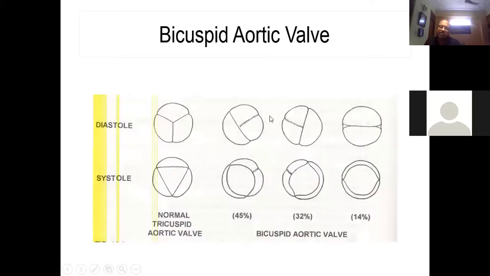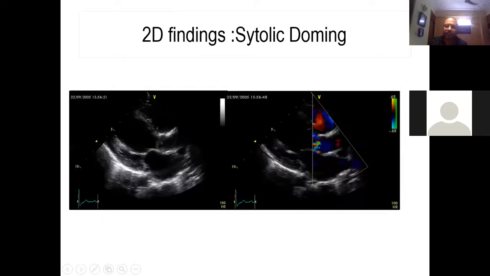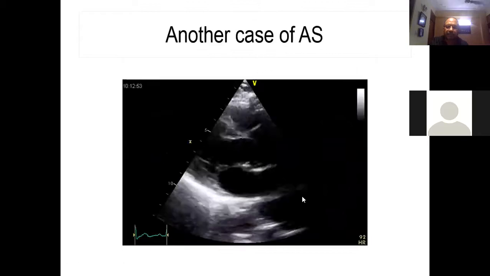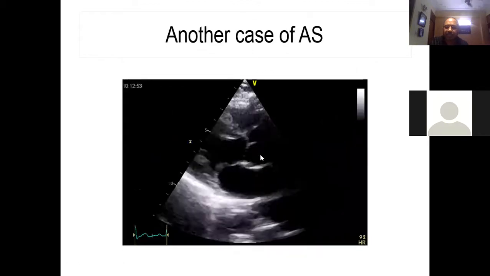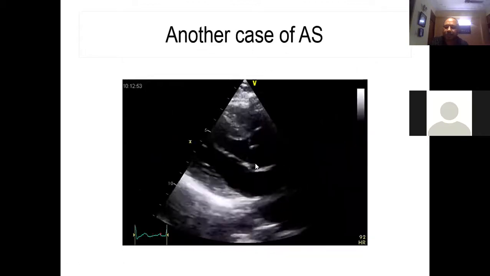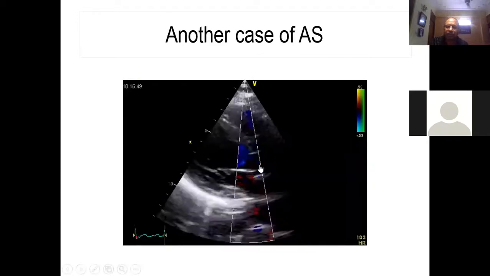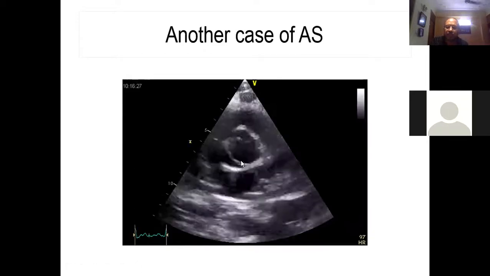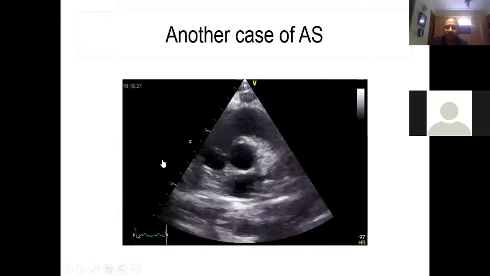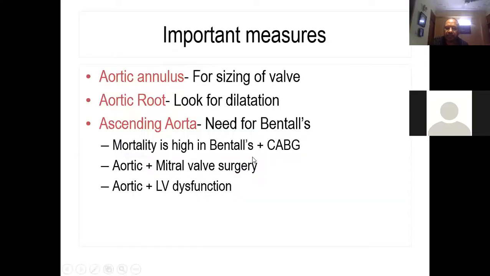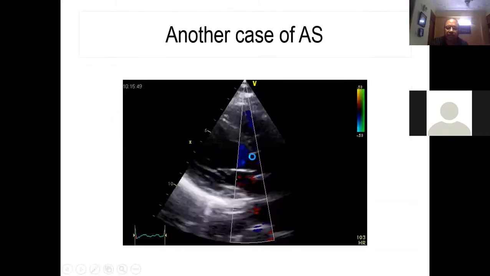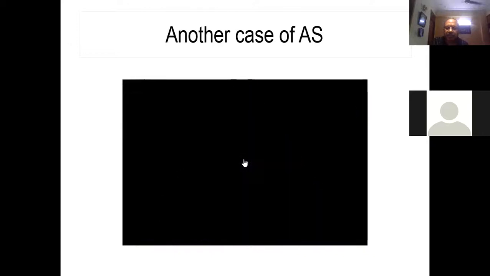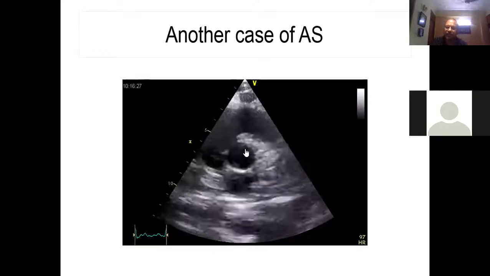Bicuspid valves, a variety of these are often seen, especially the aortic, and many of you must have seen the aortic bicuspid valve. A live example is here when we see doming of these aortic valve leaflets. When we see doming of the aortic valve leaflet, we go in short axis view. I'll try to freeze this frame for you. One valve is opening like this, the other valve is opening like this, and we do not see the third valve opening. This is known as the bicuspid aortic valve.